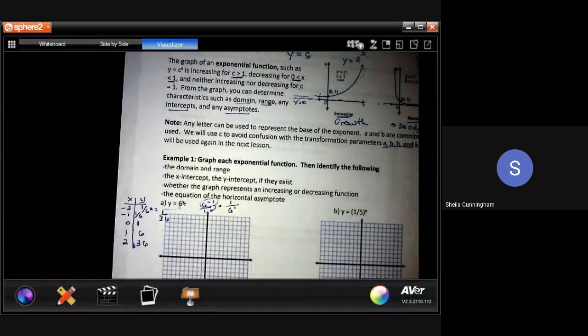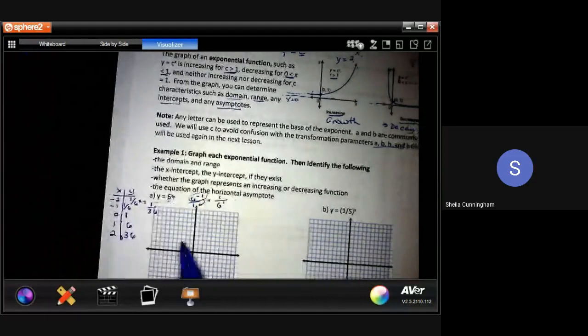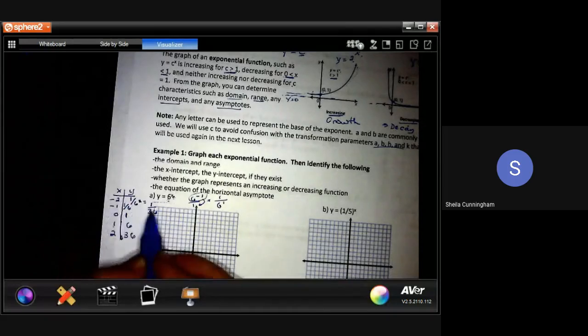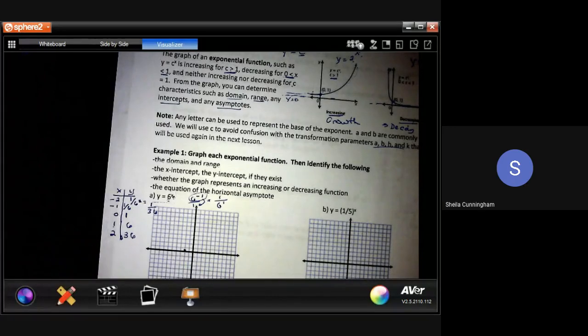Once you've done that, it's a matter of let's just plot all our points. So if I look at this and I say, I want this to be negative 2 and 1/36. Well, negative 2 is going to bring me in here, and I'm going to be really close to the x-axis. It's going to be super close. Not on it, but super close to it. If I go to negative 1 and 1/6, same thing. I'm getting a little bit further away from the x-axis.